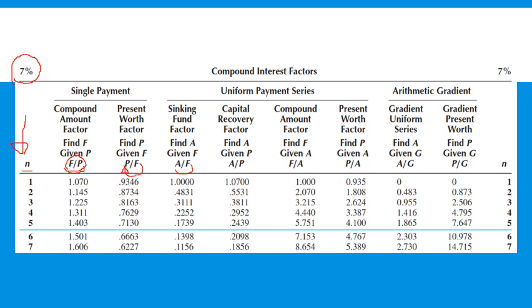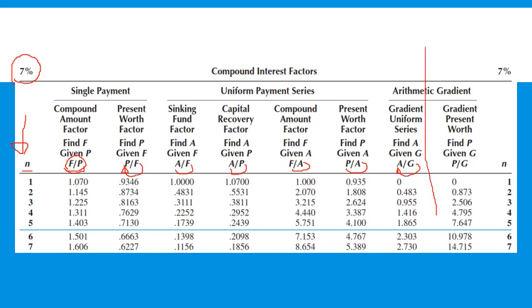Next is P is known to you, A is to be found out. Next is A is given, F is to be found out. Next column is A is given, P is to be found out. Next column is G is given, that is the arithmetic gradient is given. I have to get the corresponding uniform series.